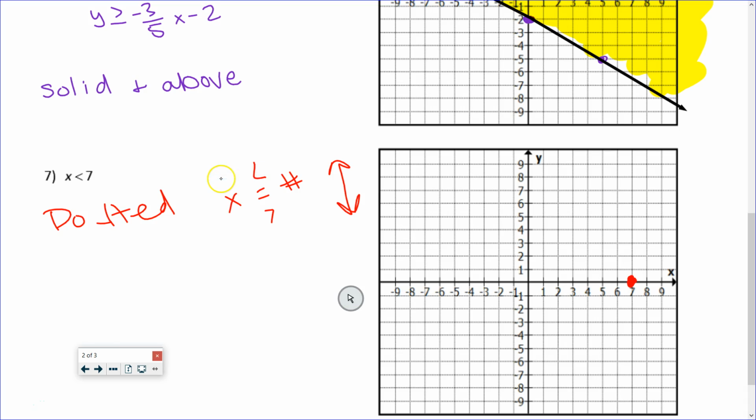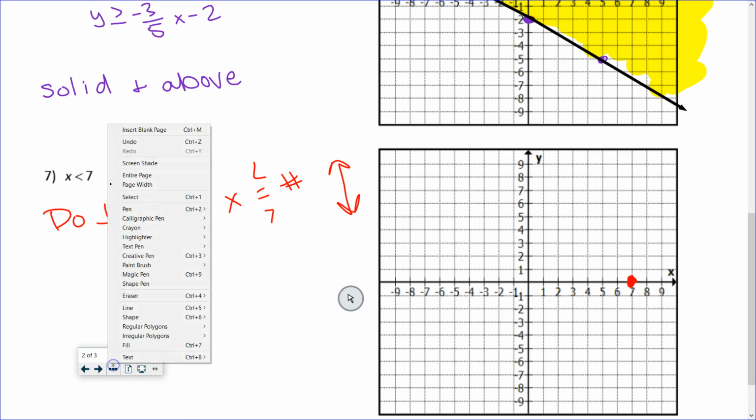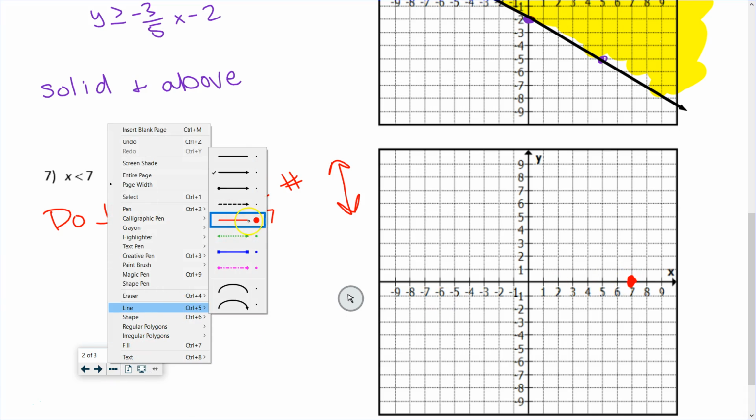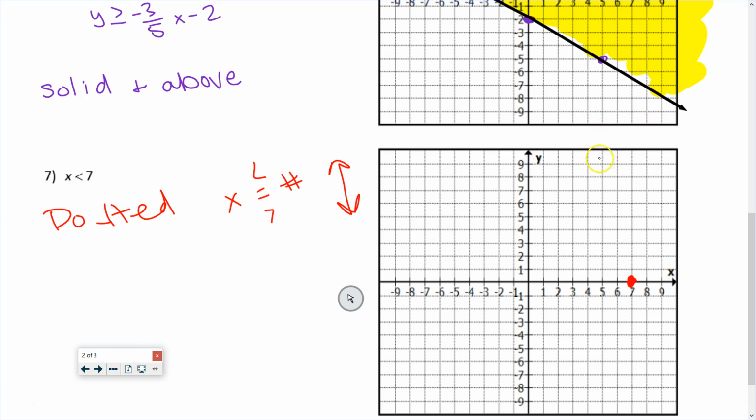Okay, well, all your other values, all your other x's, they need to be less than 7. So which way are you going to go? To the left. Good, because if you went to the right, they would all be bigger, right? I don't want to go over here.